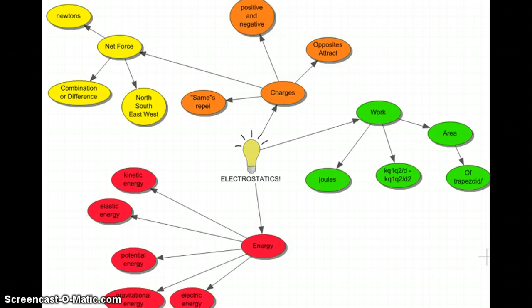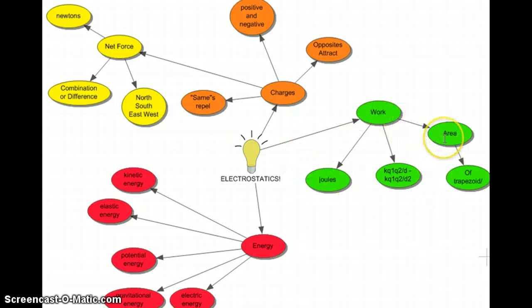And here's a look at an idea web from the very end of the unit. Again, the central concept of electrostatics, which is linked to charges clearly, and then we spent a lot of time thinking about work done as you try to move charges against one another. And so that's represented here in all these green areas.